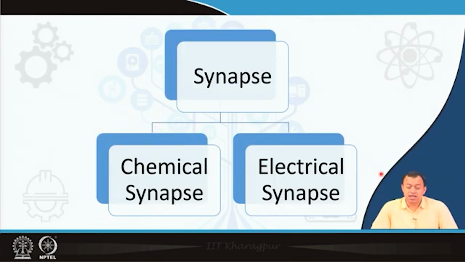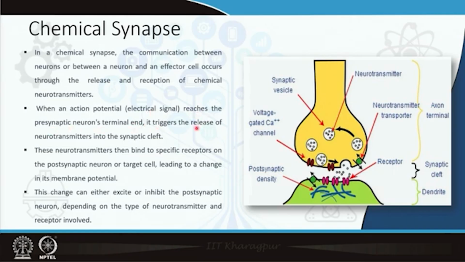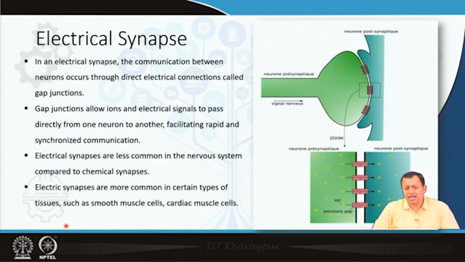Right. Synapses are divided into chemical synapse and electrical synapse. Chemical synapse is the communication between neurons through the release of chemical neurotransmitters. When the action potential, the electrical signal, reaches the presynaptic neuron terminal, it triggers the release of neurotransmitter. As I said, the postsynaptic neuron or target cells have specific receptors, the neurotransmitter binds to them, and this change can either excite or inhibit the postsynaptic neurons. They can either excite these neurons or you can stop them, depending on the type of neurotransmitter receptor that has been involved. I understand this is getting complicated, but I will finish it soon.